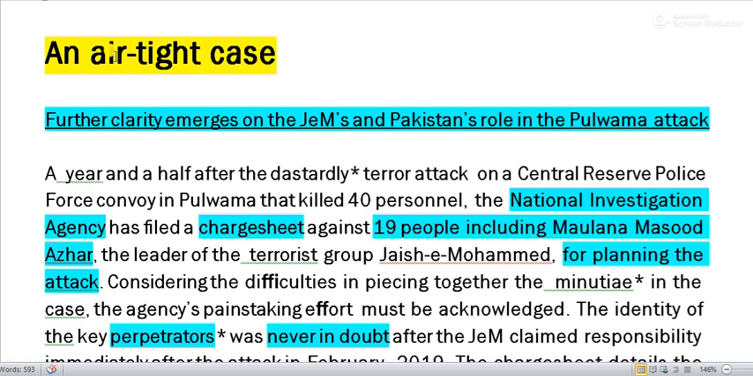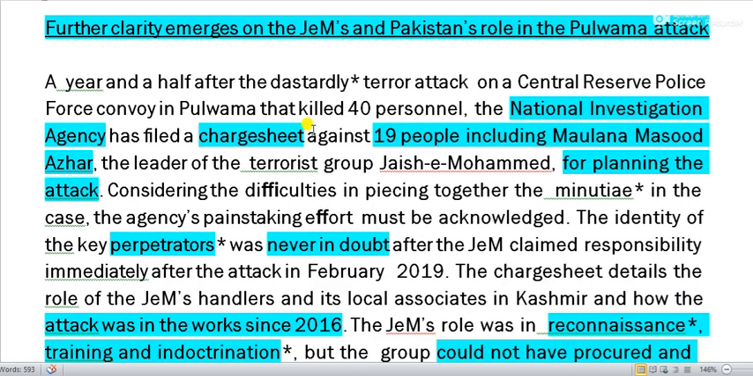The topic is there, an airtight case. Then the subtopic: further clarity emerges on JEM's, Jaish-e-Mohammad's, and Pakistan's role in the Pulwama attack. So it says that after investigations, clarity has come out of the connivance of JEM with Pakistan and their role in the Pulwama attack. How this is being explained in the passage is to be looked into.